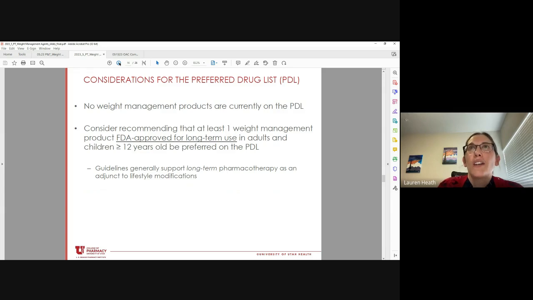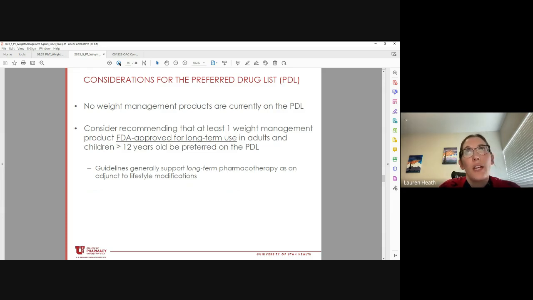If it is desired to add weight management products to the PDL, the board may consider recommending that at least one weight management product FDA approved for long-term use in adults and children 12 years old or older be preferred. This recommendation could be satisfied by one product or by separate products. The rationale for recommending an agent approved for long-term use is that treatment guidelines generally support adjunctive long-term therapy in indicated patients to help achieve and maintain weight loss goals.